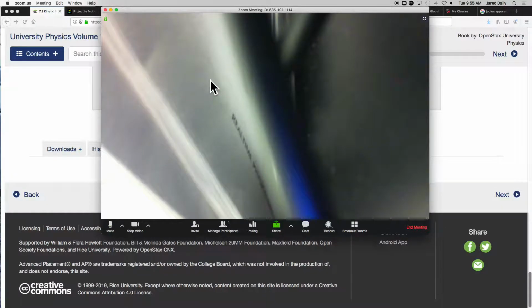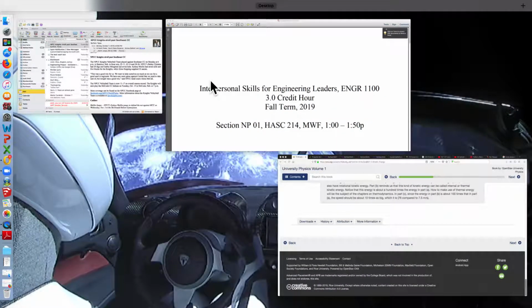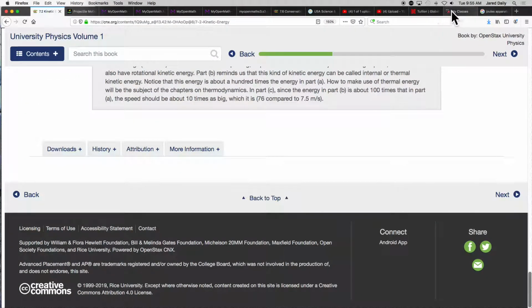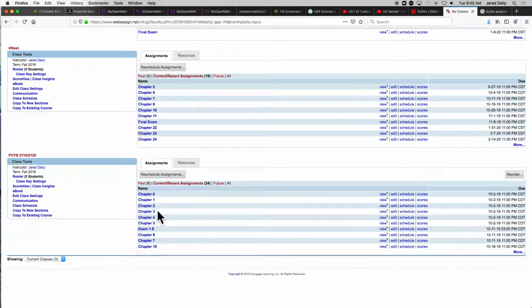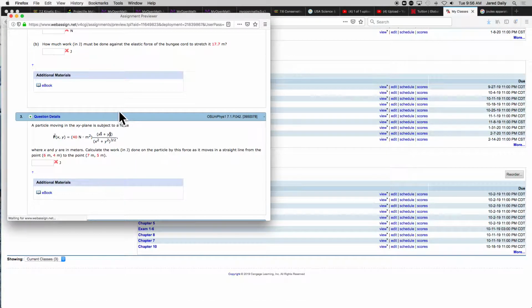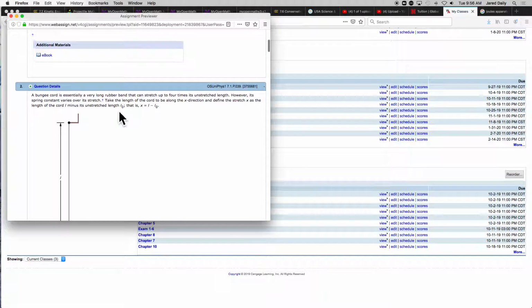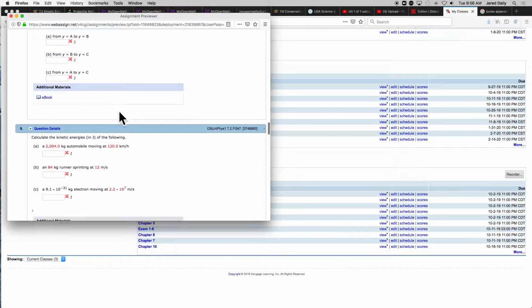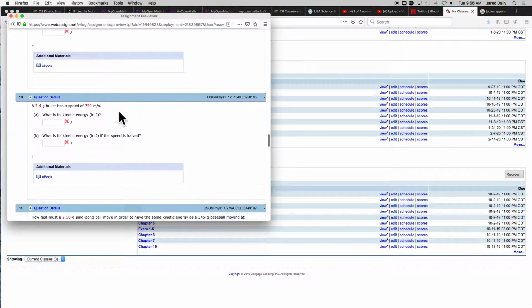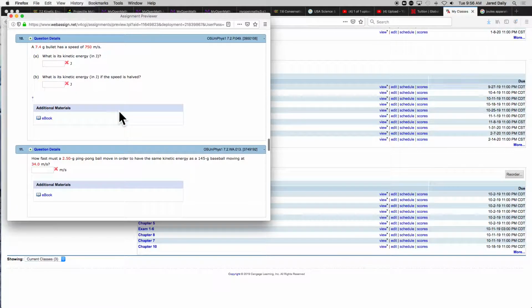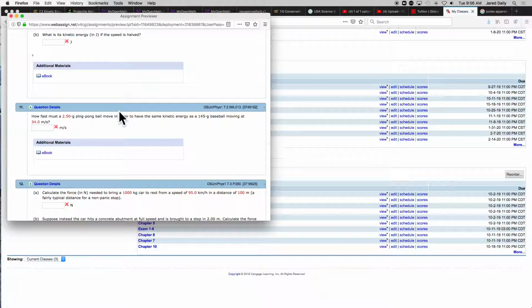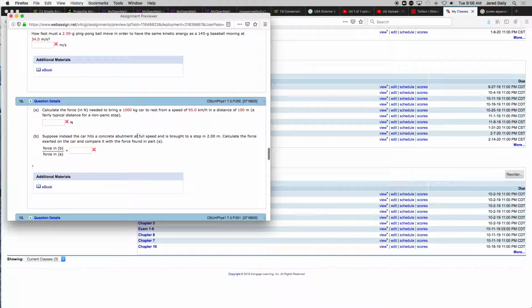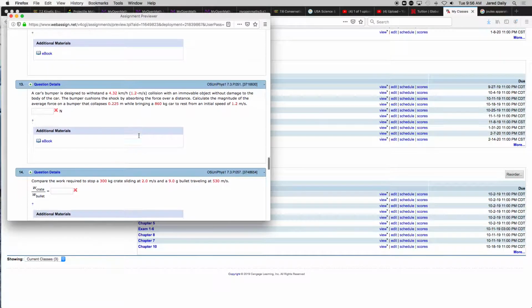Let's see, in the homework, chapter 7, that should get you through for kinetic energies. So you have a kinetic energy problem in number 9, 10, 11, and then in number 12 we're doing the energy theorem, which we'll study a little bit tomorrow.